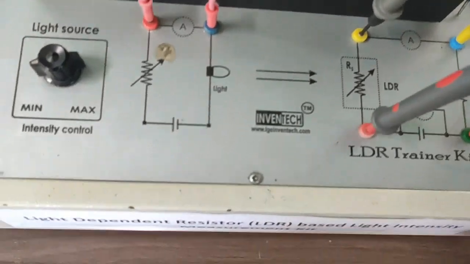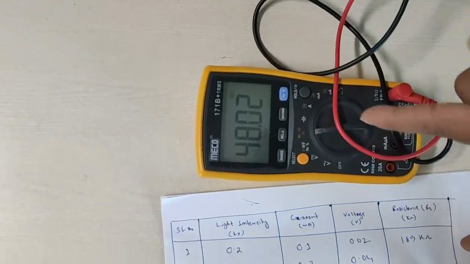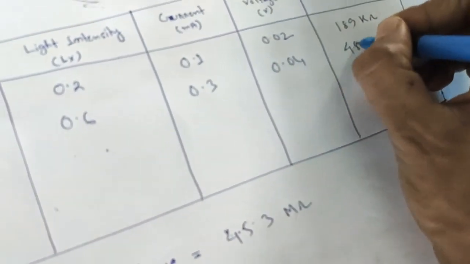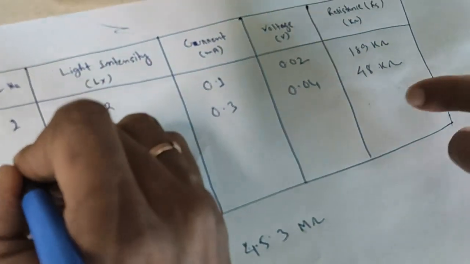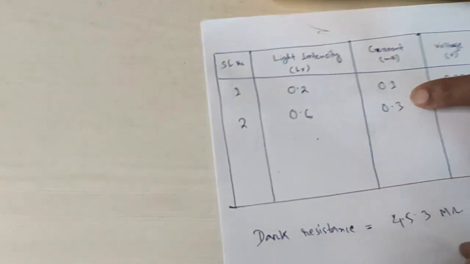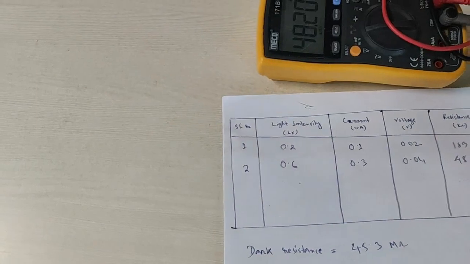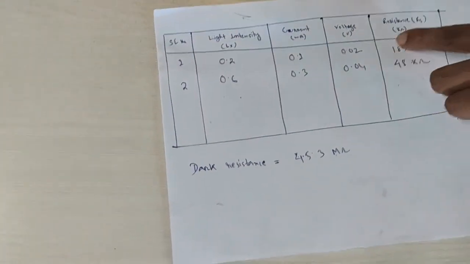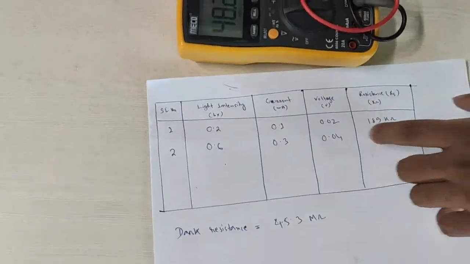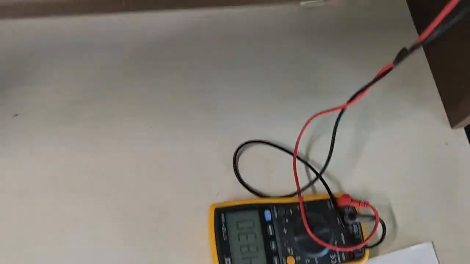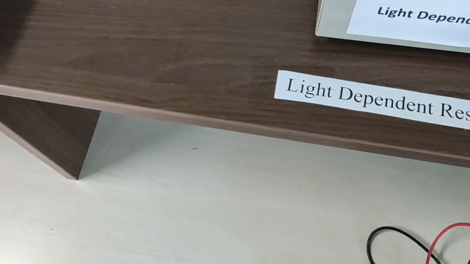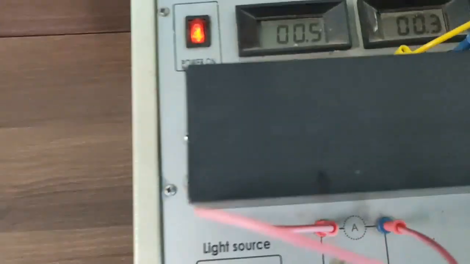is 48 kilo ohm. It is 48 kilo ohm. You can see the current is increasing, accordingly the resistance is decreasing, so due to this decrease in resistance, the current is increasing here. So I will further increase the intensity and check.